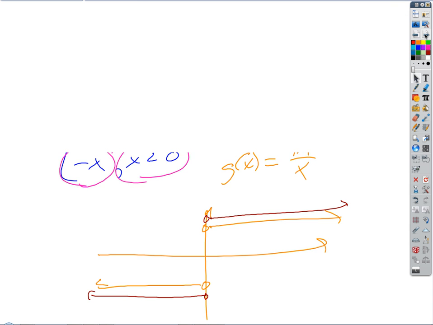Because those are the hardest part of this section, is this stuff. But that's not too bad. I mean, I like these.